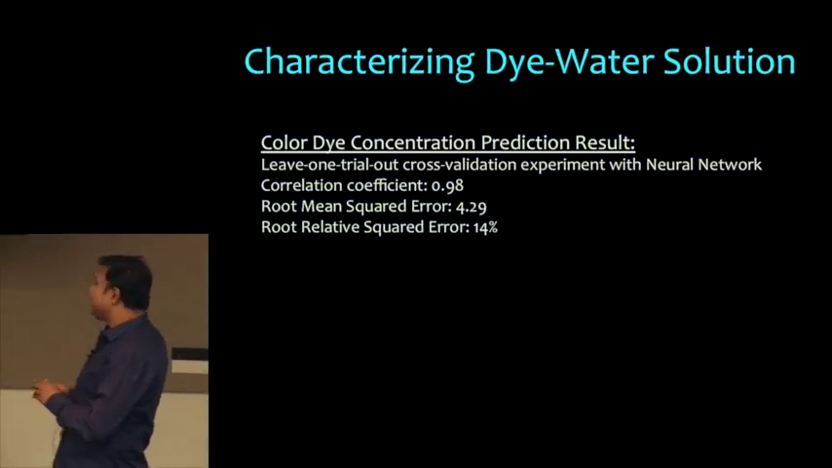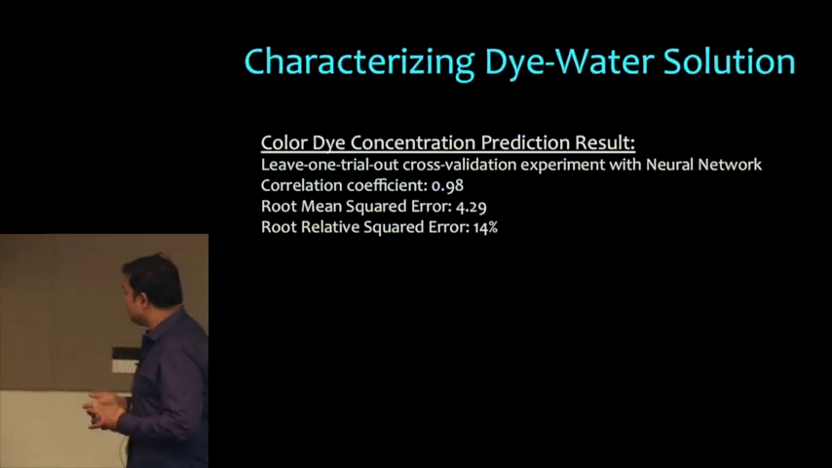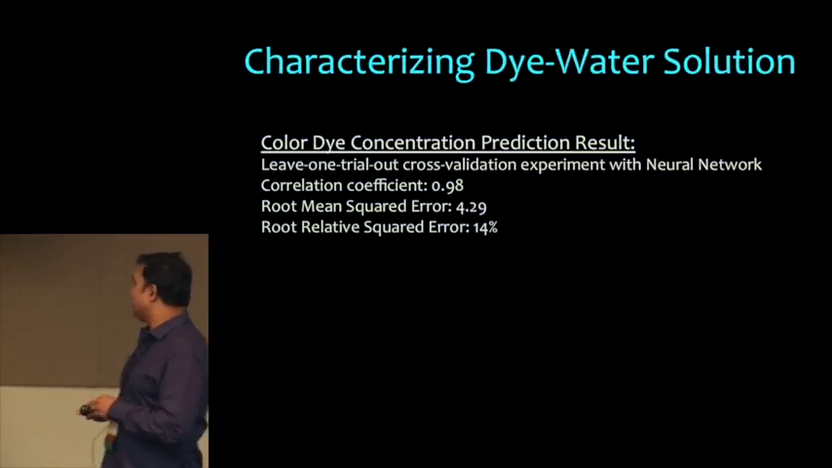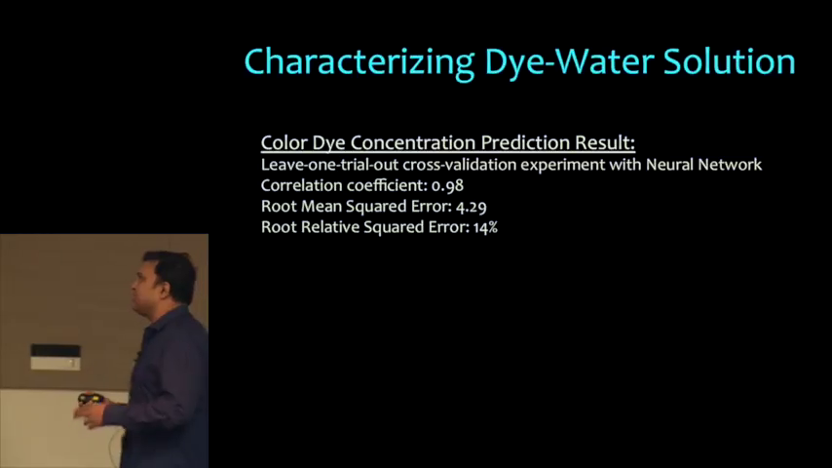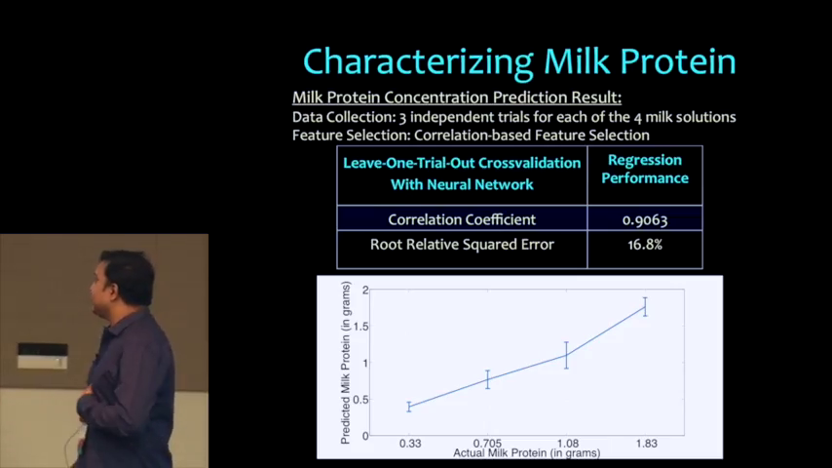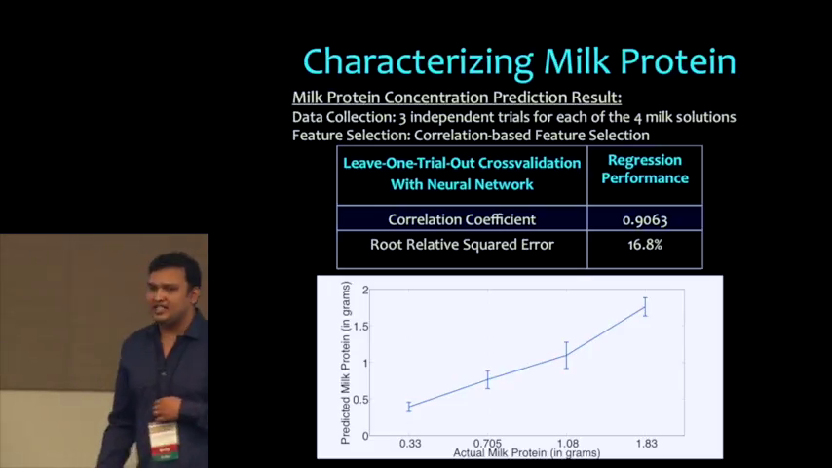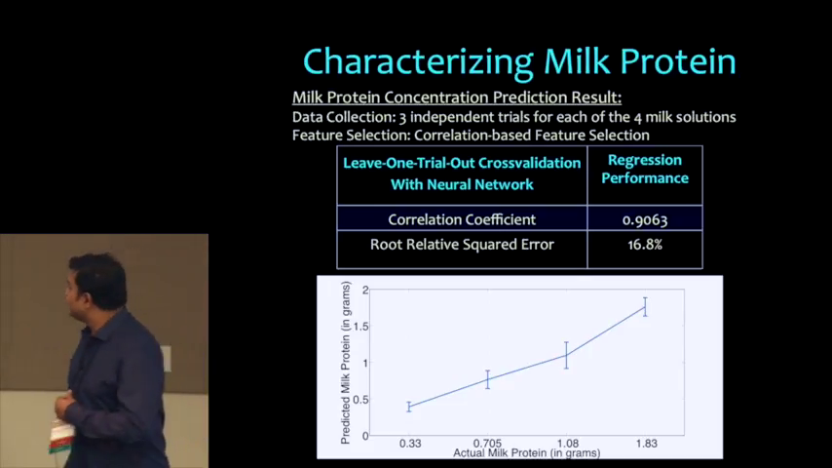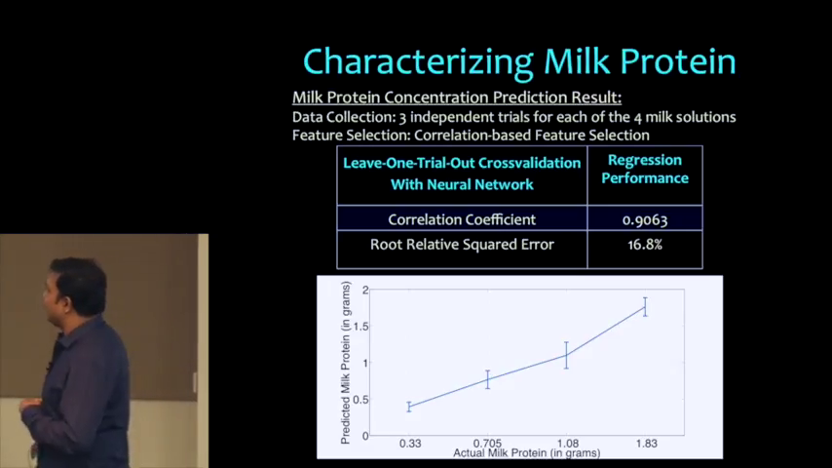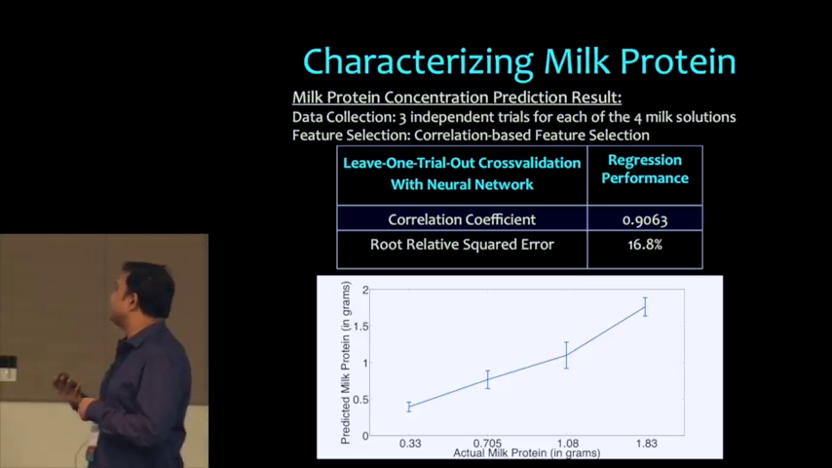So we used a linear network to train the system. We have achieved a very good result, about 0.98 correlation coefficient with 14% root relative squared error. So we're satisfied with our experiments. Now it's time to see if our system can actually characterize liquid food. The first experiment that we designed is in the context of milk protein characterization. We have run 3 independent trials for each of the 4 milk solutions.